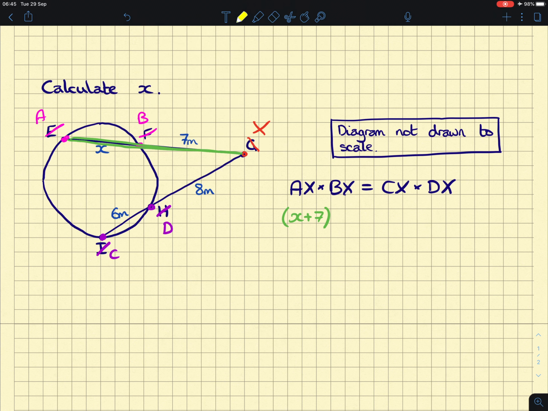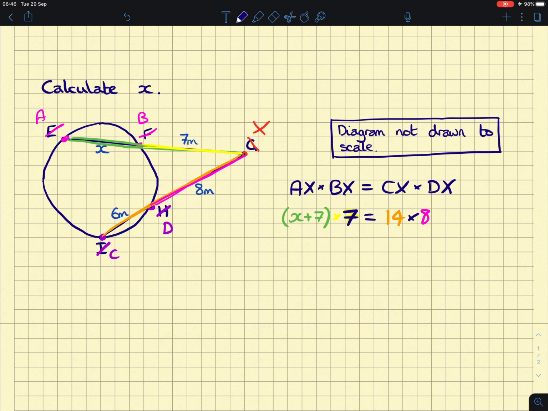Next, yellow, BX is just this part here, so that's a 7. Multiply by 7. Maybe should have picked a better color than that. After that, we have CX, which again is the length of this whole secant here. So that's going to be 6 plus 8 for 14. And lastly, we have DX, which is that length there, which is 8. So actually, let me just put that 7 in a darker color.